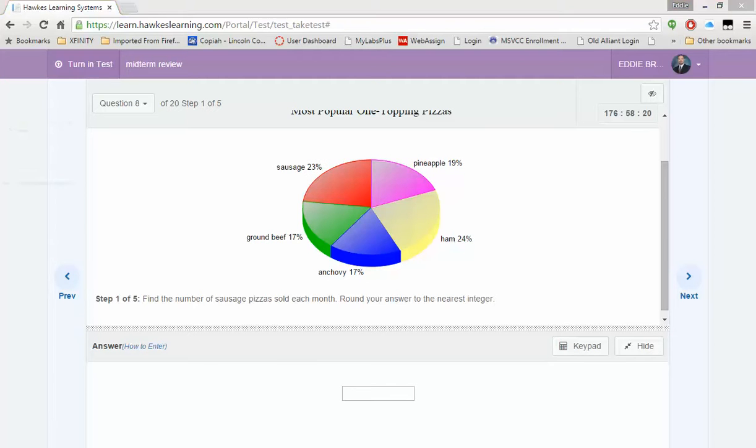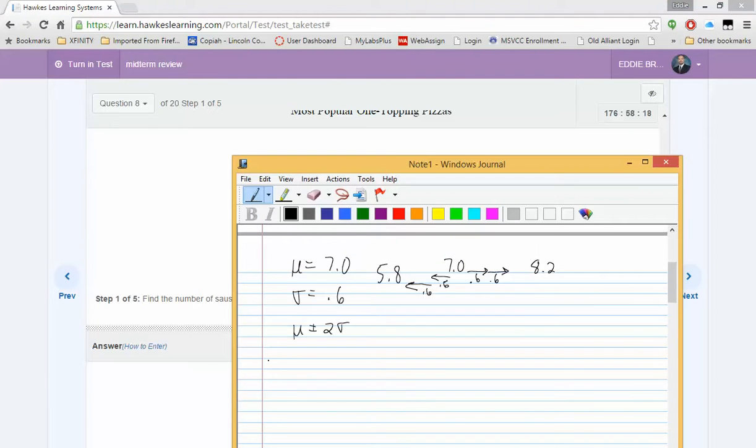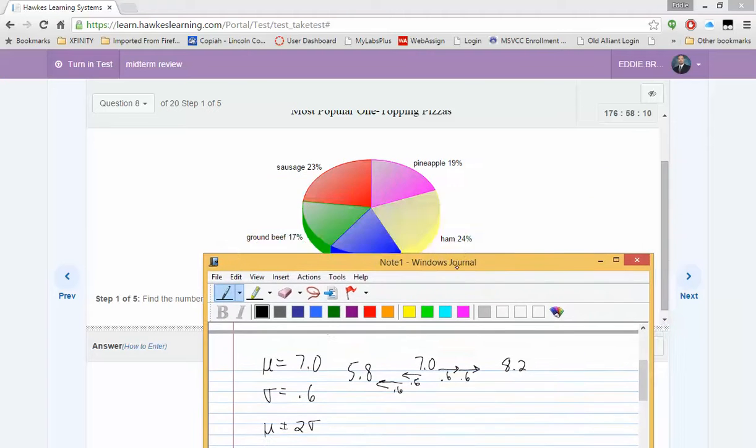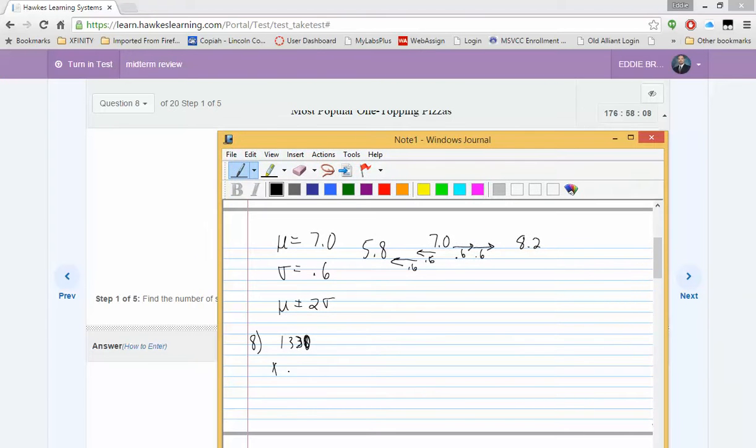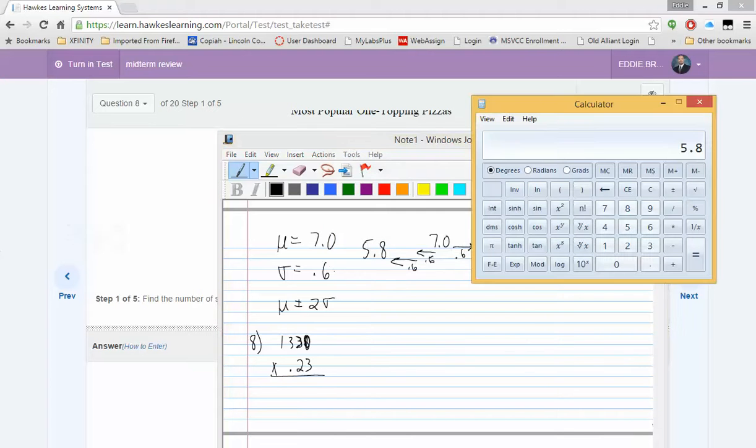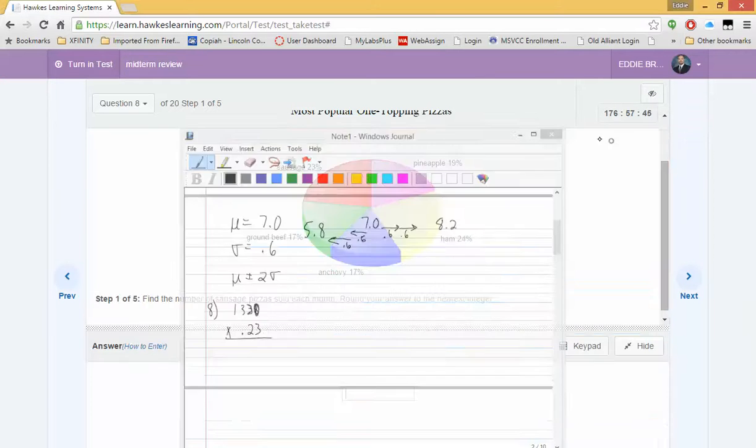We want to know what is 23% of 1,330. To write that out, this is question 8 for me, 1,330 times 0.23. I'm not going to do that by hand. I'm a mathematician and I'm lazy, so I'm going to use a calculator whenever I can. I know how to do it by hand, so it's okay to use a calculator. Then it says we want to round to the nearest integer. We have 305.9. Of course, that'll round up to 306.